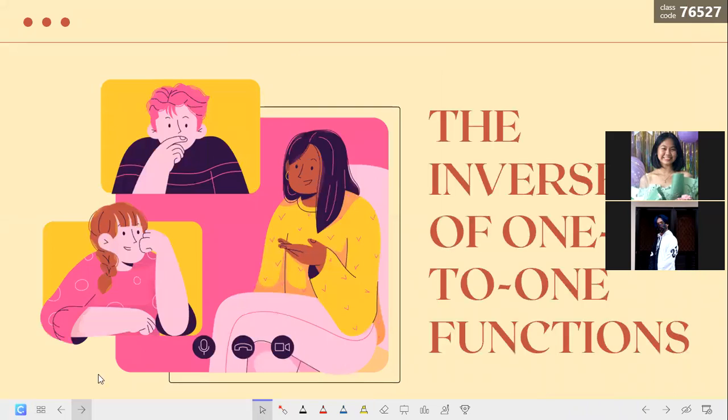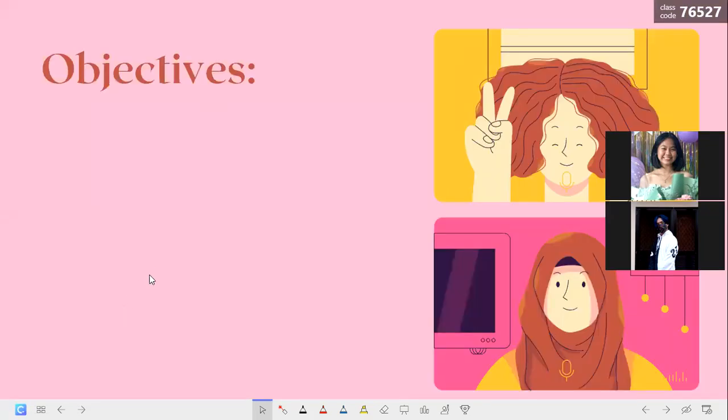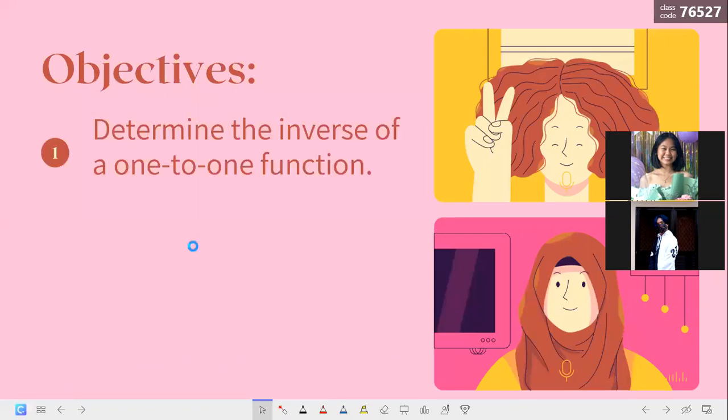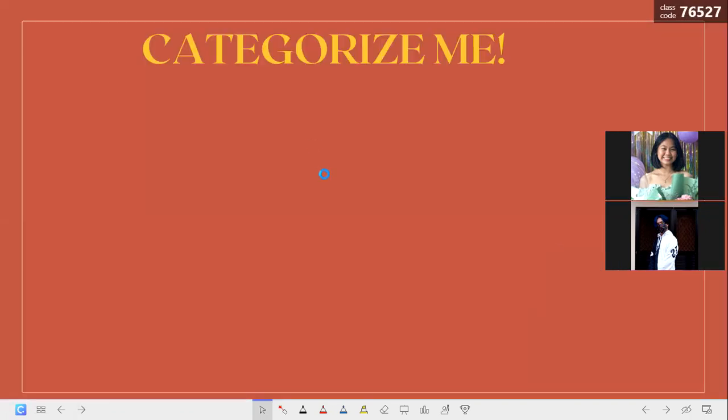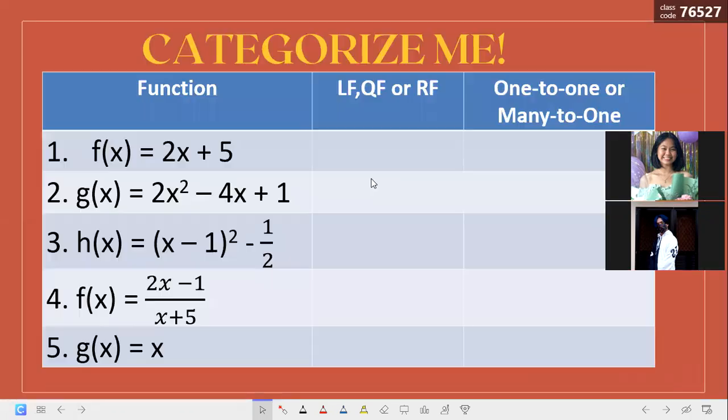Now let's proceed with the second lesson, which the title of the module for this week is all about inverse functions. So kung makikita niyo yung lesson. We need to determine the inverse of a one-to-one function and then write a letter to a family. Siguro yung second one, we cannot achieve this one at this moment. But then at some point, I mean the inverse of a one-to-one function. Okay. Let's try first to categorize the given functions. So how will you categorize QF for quadratic function or RF for rational function?